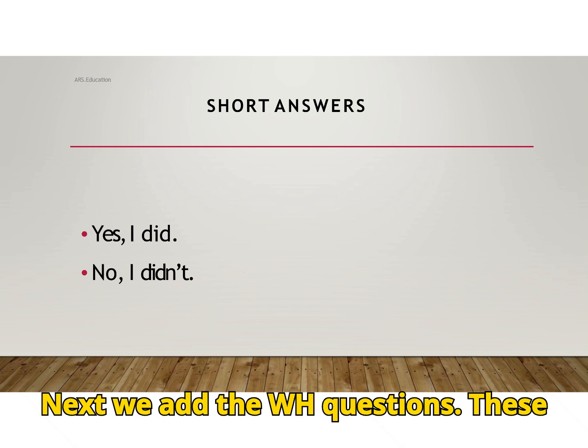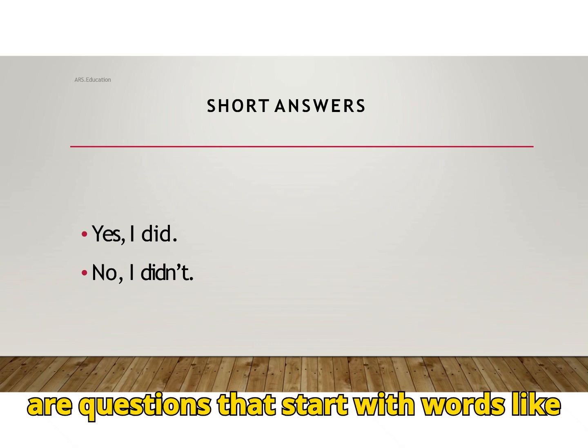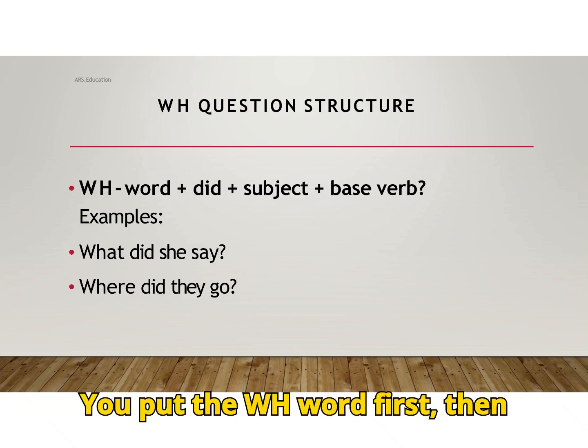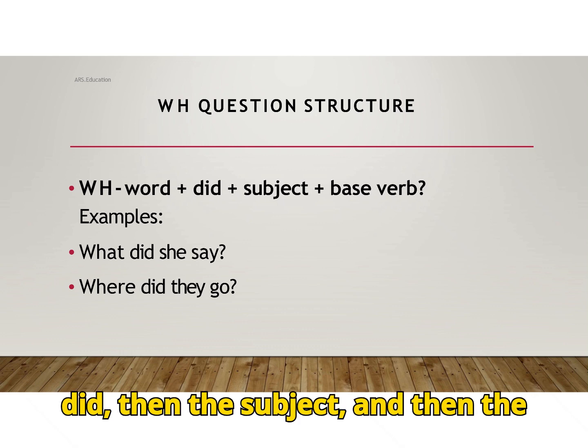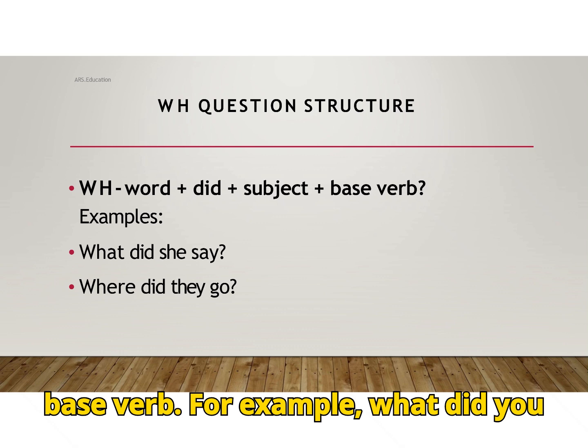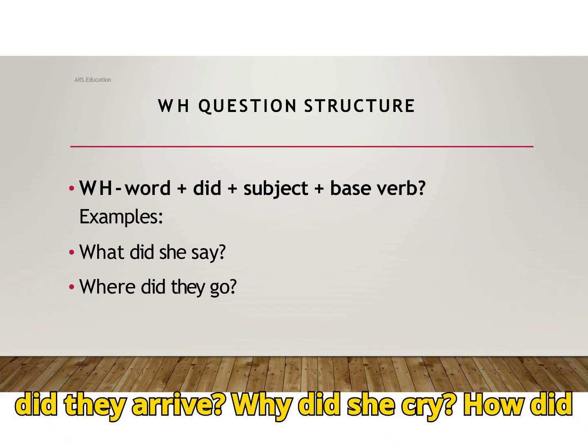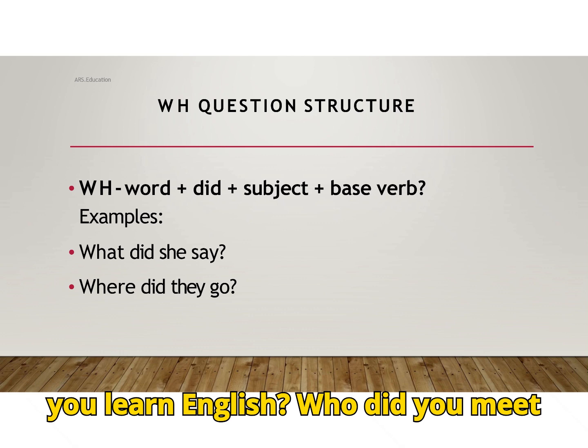Next, we add the WH questions. These are questions that start with words like what, where, when, why, who, or how. You put the WH word first, then "did," then the subject, and then the base verb. For example, what did you eat? Where did he go? When did they arrive? Why did she cry? How did you learn English? Who did you meet yesterday?